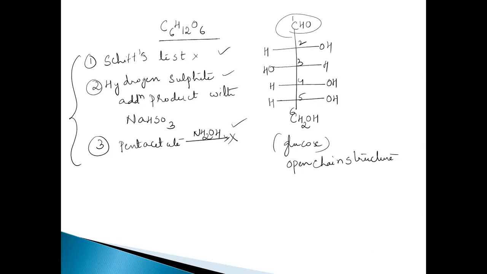So how is it involved in the ring formation here? The OH group which is present on the fifth carbon is involved in the ring formation with this carbonyl CHO group. So we get a 6-membered ring here. Since the open chain structure is unable to explain these properties, once again I'll draw it here quickly.